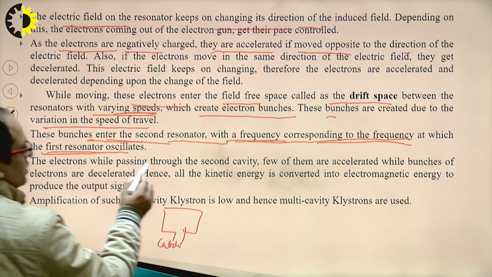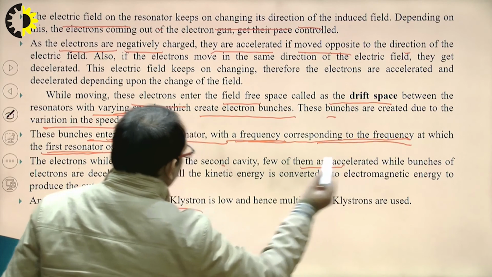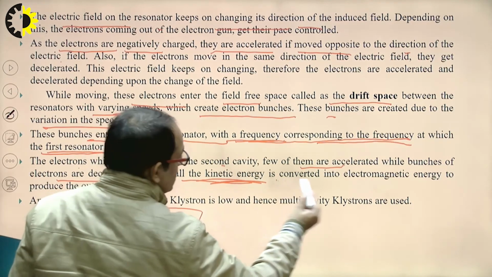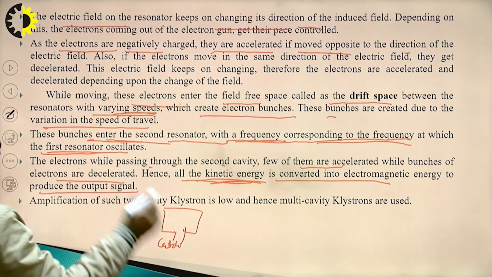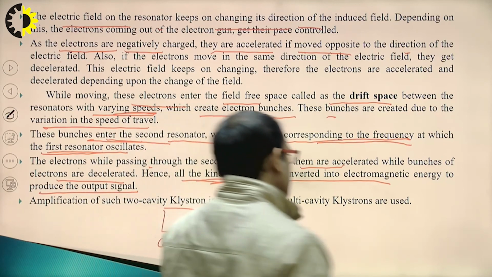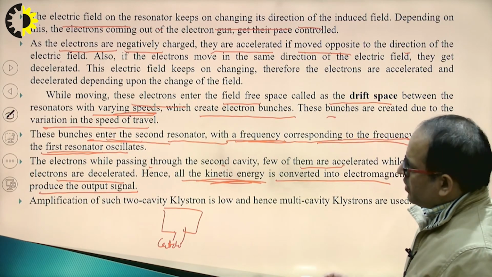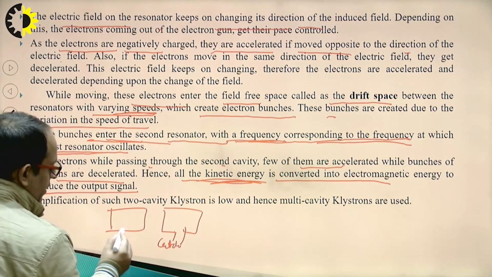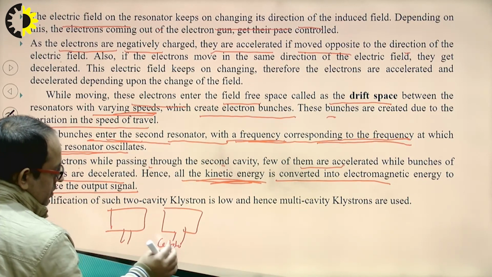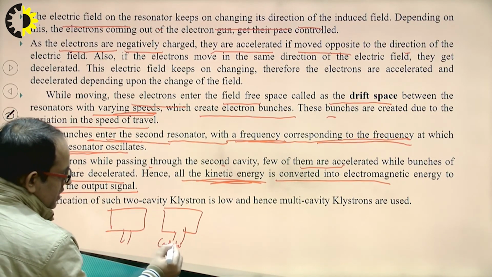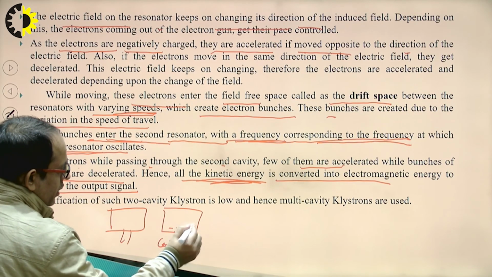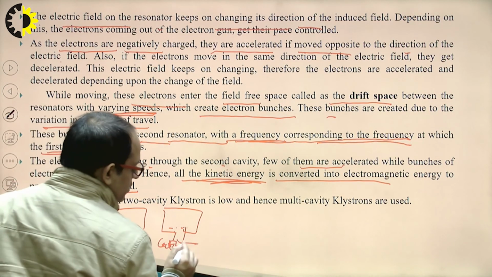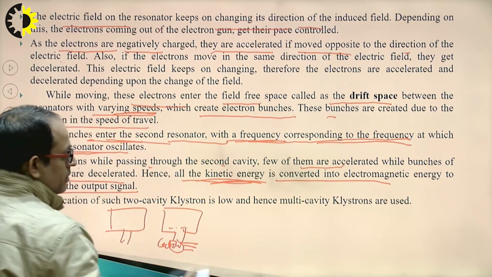The electrons, while passing through the second cavity, few of them are accelerated, and the bunches of electrons are decelerated. Hence, all the kinetic energy is converted into electromagnetic energy to produce the output signal. Clear? But there has to be some distance between the buncher cavity and catcher cavity, in such a way that these bunches will always interact with the negative field of the RF field. But when it interacts with the positive field of the RF field, the electron bunches' speed will further get increased and will be collected at the collector.